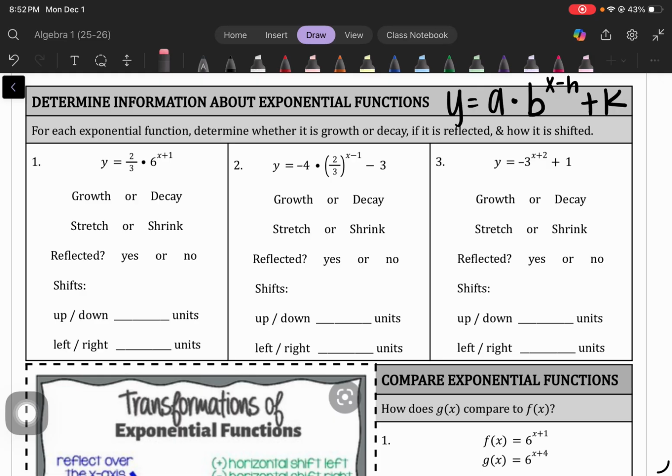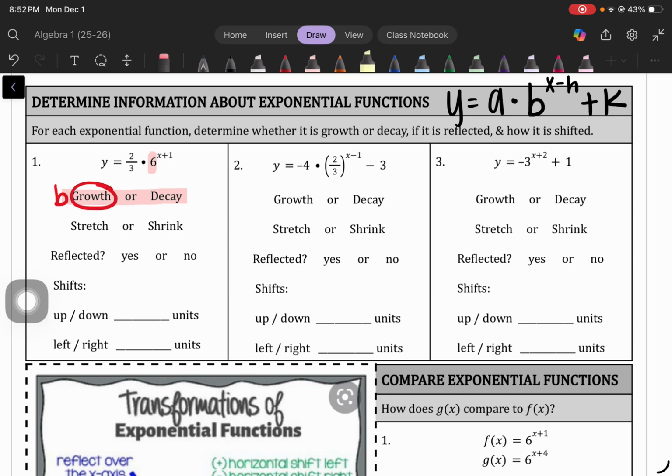Looking at number 1, we have y equals 2/3 times 6 to the x plus 1. When we're looking at growth or decay, we are looking for a specific letter, and that's going to be our B. In this case, B is a 6. Because that is greater than 1, we're going to have a growth.